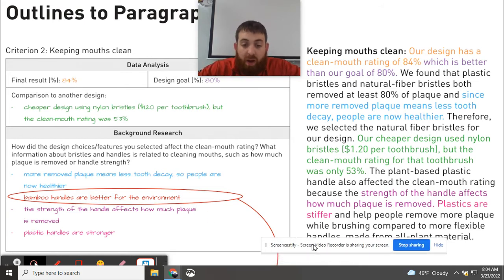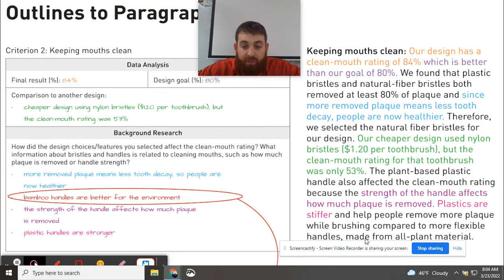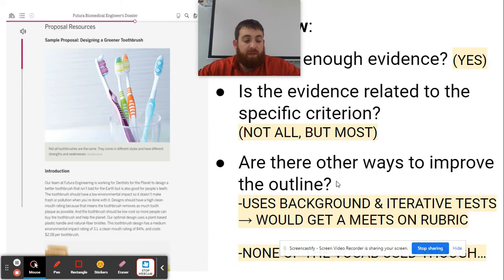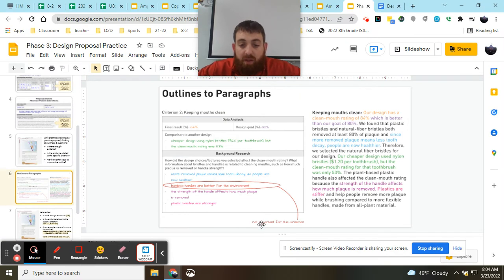Now, notice nowhere did they include this red information. And because of that, this is not important for their criteria. How the bamboo handle relates to the environment has nothing to do with the cleanliness.